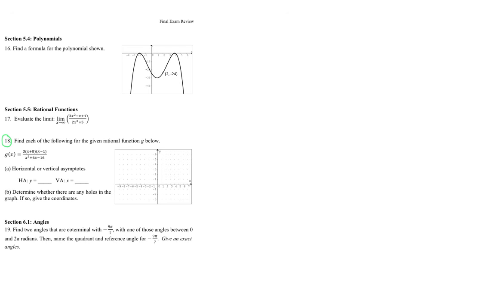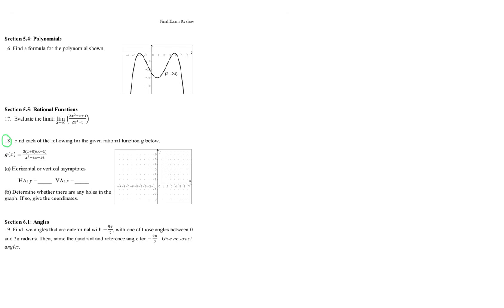So now we have for this given function, g of x is equal to 3 times (x plus 8) times (x minus 1) divided by, and we're going to go ahead and factor this out using ax squared plus bx plus c factoring, and that will get you (x plus 8) times (x minus 2). So here you can see that we can cross out our x plus 8, which gives us a hole at -8. And now we have 3 times (x minus 1) divided by (x minus 2).